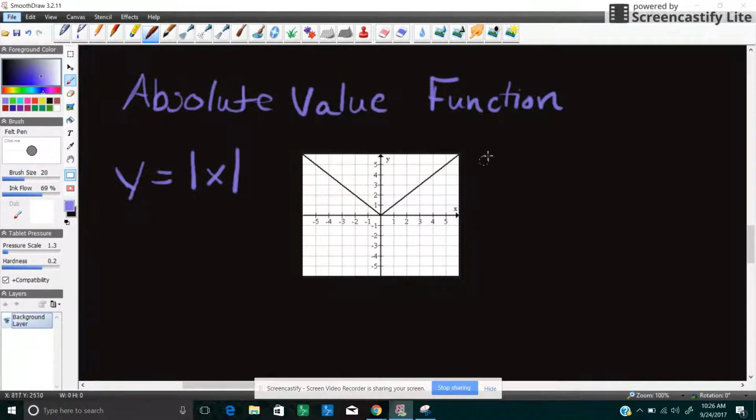Some of the properties for this: we have a vertex at 0, 0, or the origin, however you want to think of it. The vertex is also known as our minimum in this case because it's the lowest point. So this is also a minimum, a relative minimum if you want to be more exact. And it also has a slope of 1.